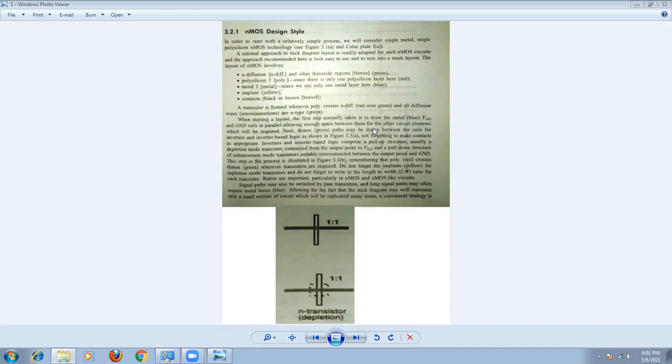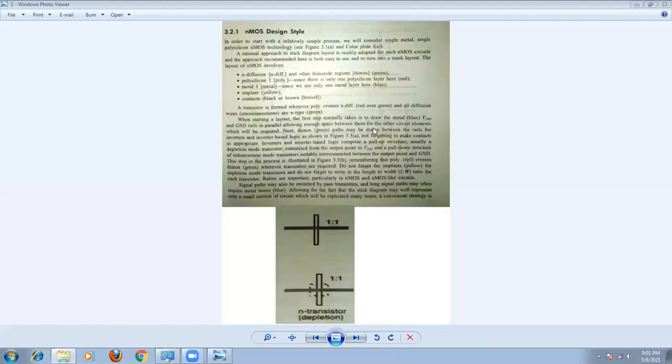Okay, now let us consider the stick diagram. It can be used to convey the layer information through the use of color codes. Okay, so that is the stick diagram. So how to draw the stick diagram? And for this case, we have the NMOS design style. Let us go to the NMOS technology and see how to draw the stick diagram in the NMOS design style.